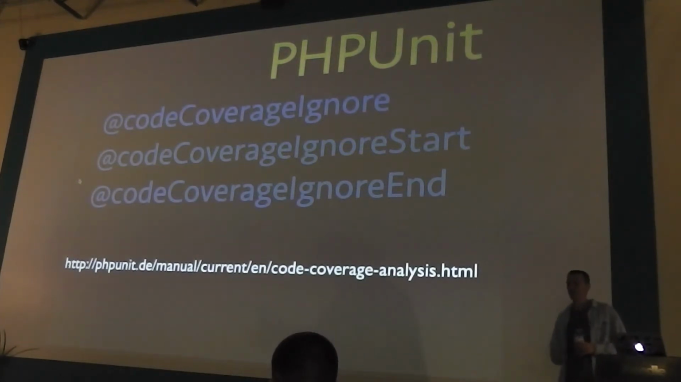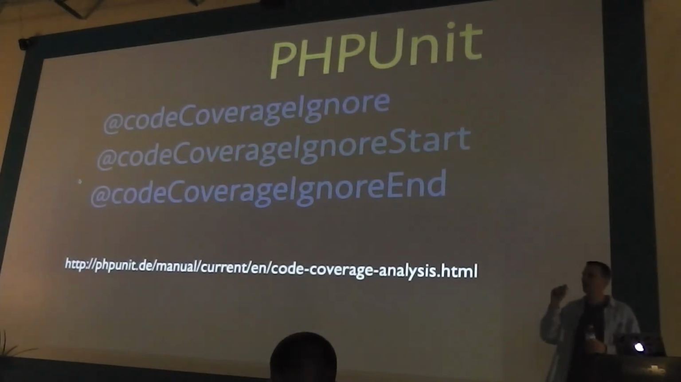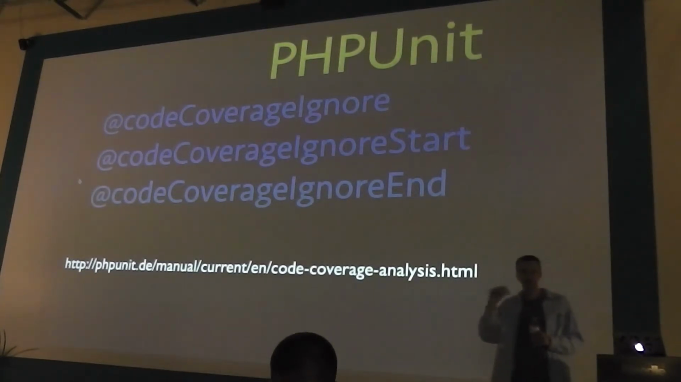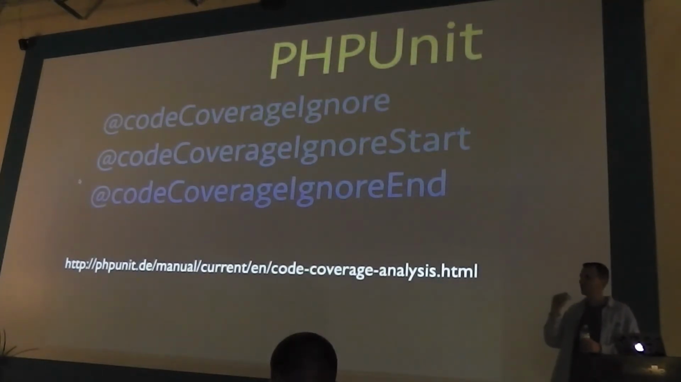I have run into a few cases where that's been useful. I had a method that just returned an HTTP location header, and I wasn't able to capture that properly in PHPUnit for whatever reason.